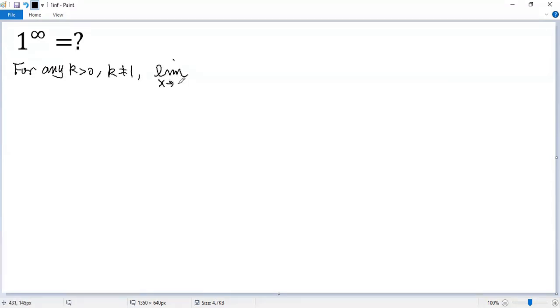Limit as x approaches infinity of (1 plus 1 over x) to the power ln k times x. You see, when x approaches infinity, the base is 1 plus 1 over infinity, which is 1 plus 0, so the base is 1. The exponent, if k is not equal to 1, then ln k is not equal to 0, so this number times x is still infinity. So we get 1 to the power infinity. Right? Now I will show you the limit is exactly k.